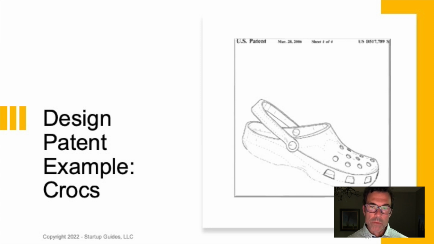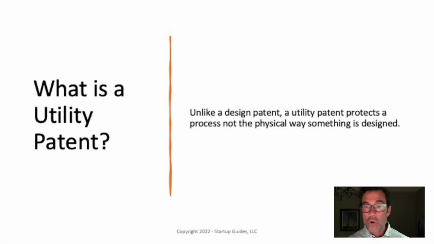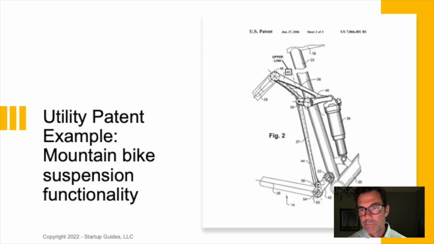What you typically tend to see more often is what are called utility patents. And a utility patent is a process, and that's why I was talking at the outset, more towards an idea. I've got an invention, it does certain things, and I want a patent that protects that idea, right? And an example of that, as I alluded to when I first started talking about patents, would be a mountain bike suspension, right? And the functionality of it. That's an example of something that would be a utility patent.